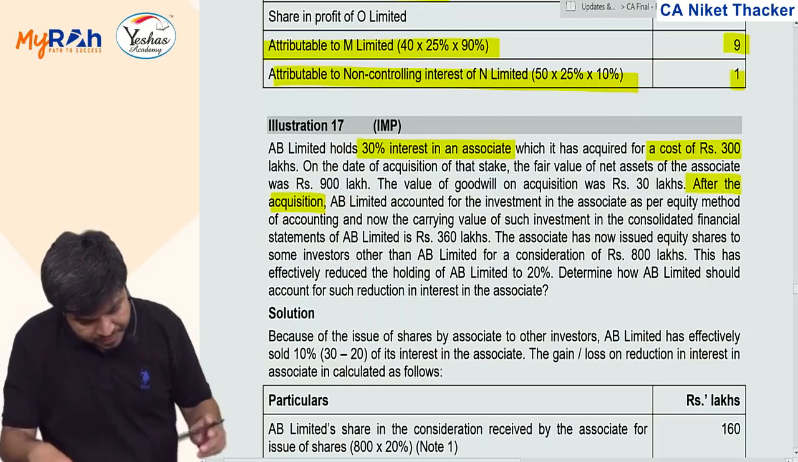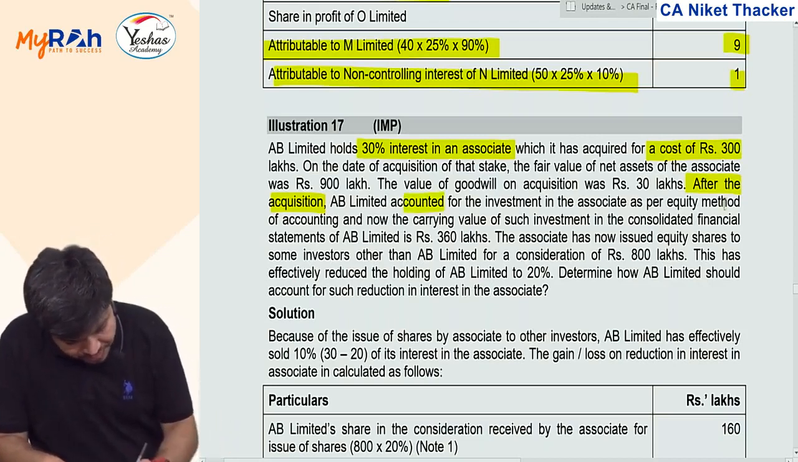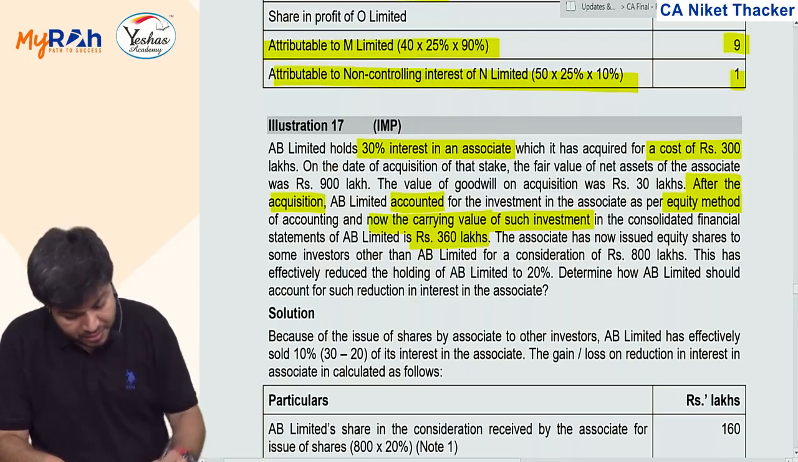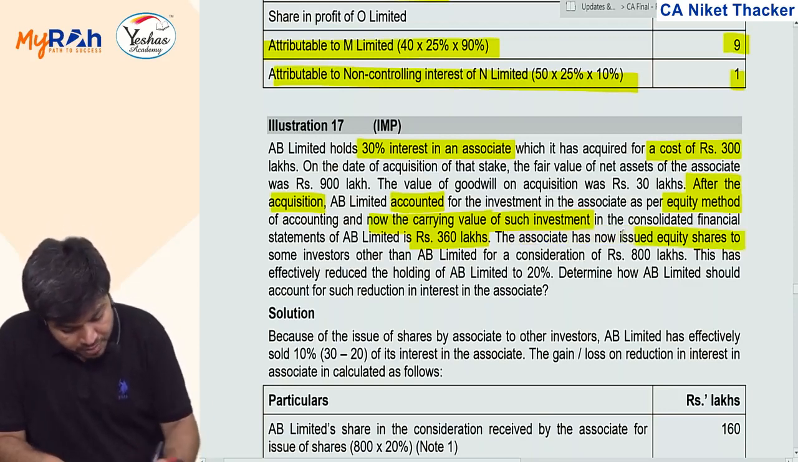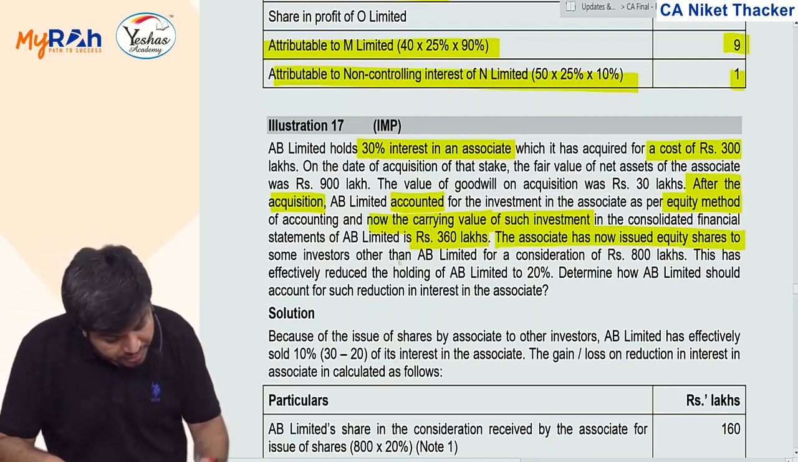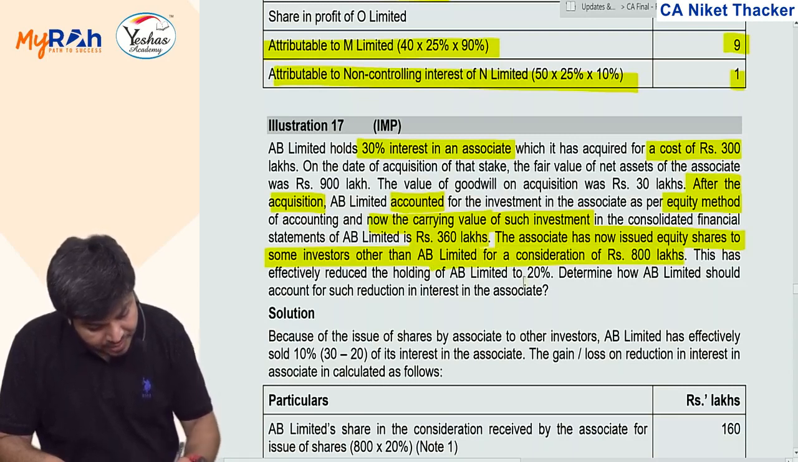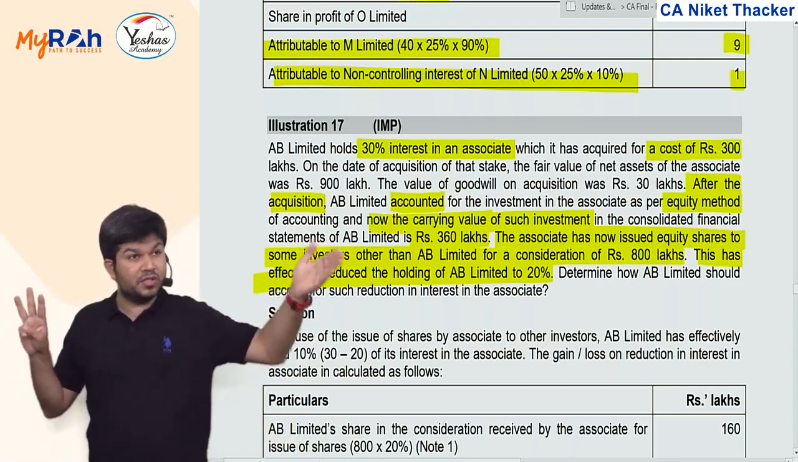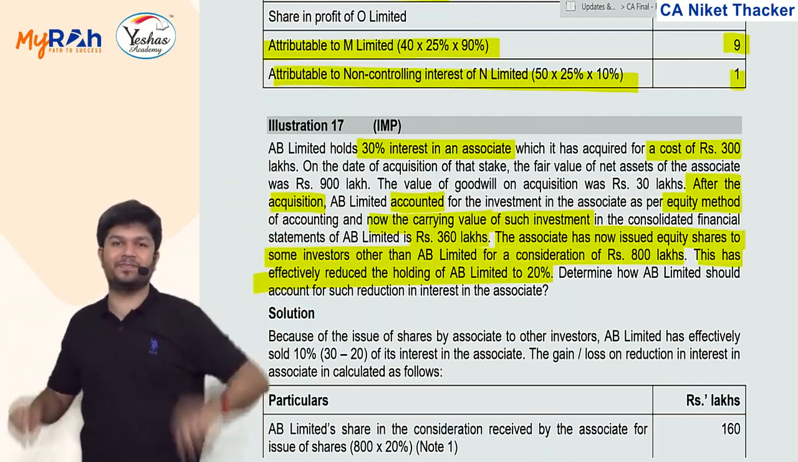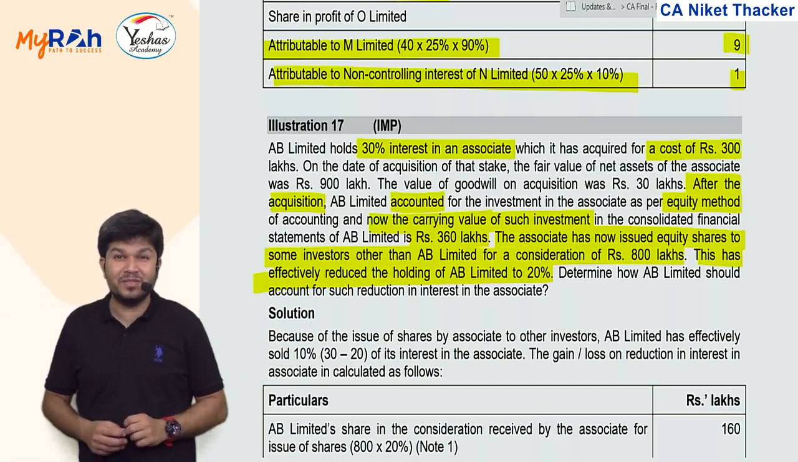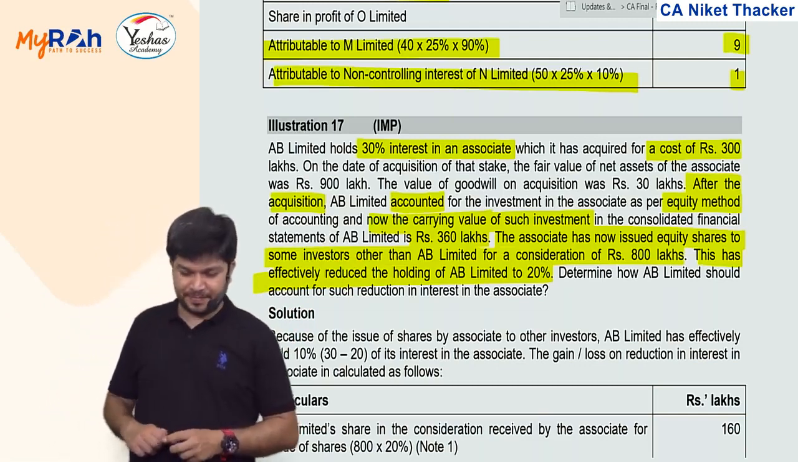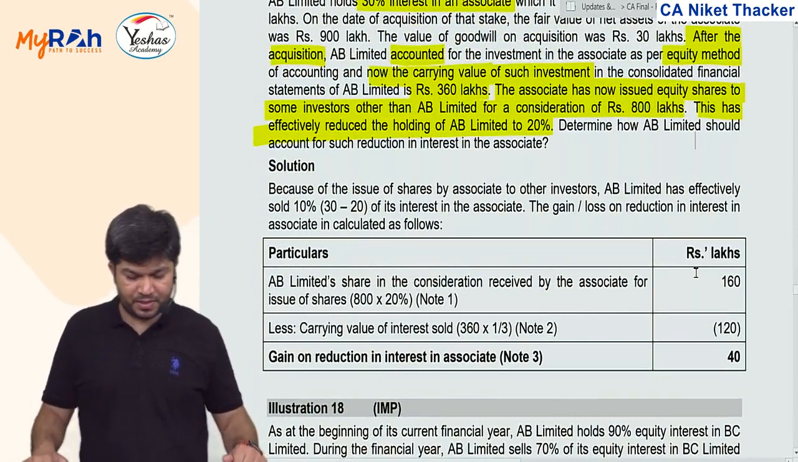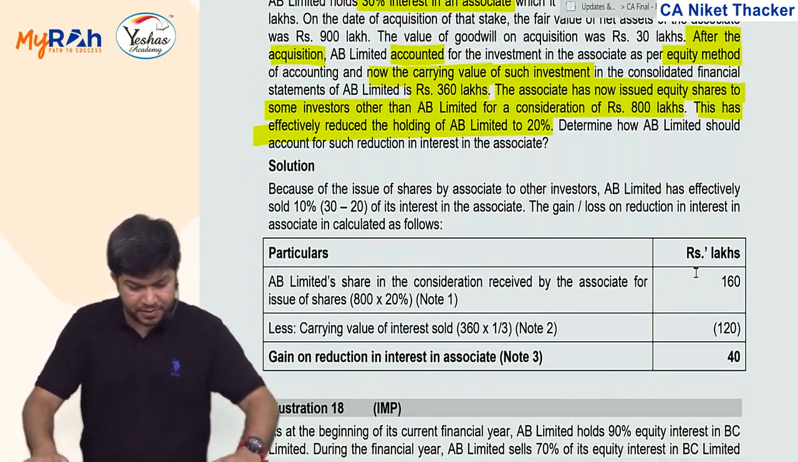After the acquisition, you accounted as per the equity method, and now the carrying value of the investment is 360 lakhs. The associate issued new shares to other investors for 800 lakh, and now your holding became 20%. You were holding 30%; now they issued new shares to others, and your holding became 20%. How should you account for this?